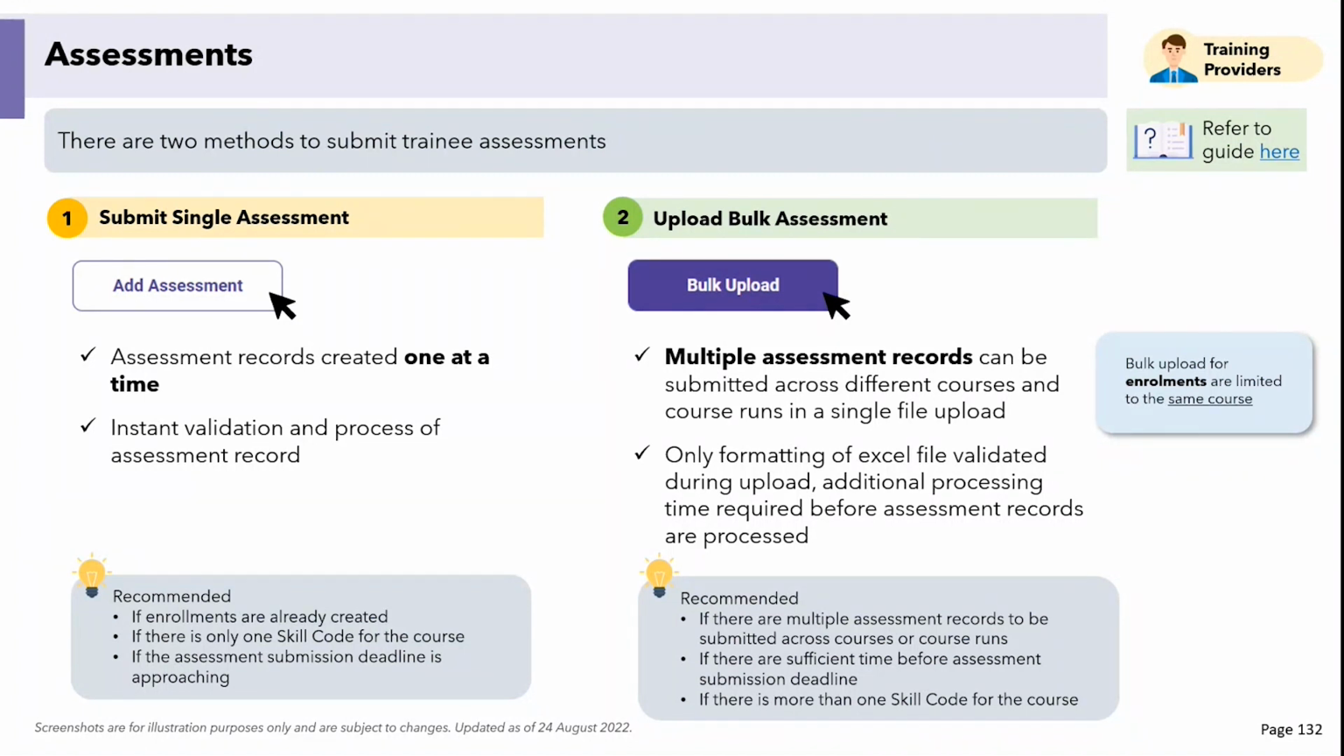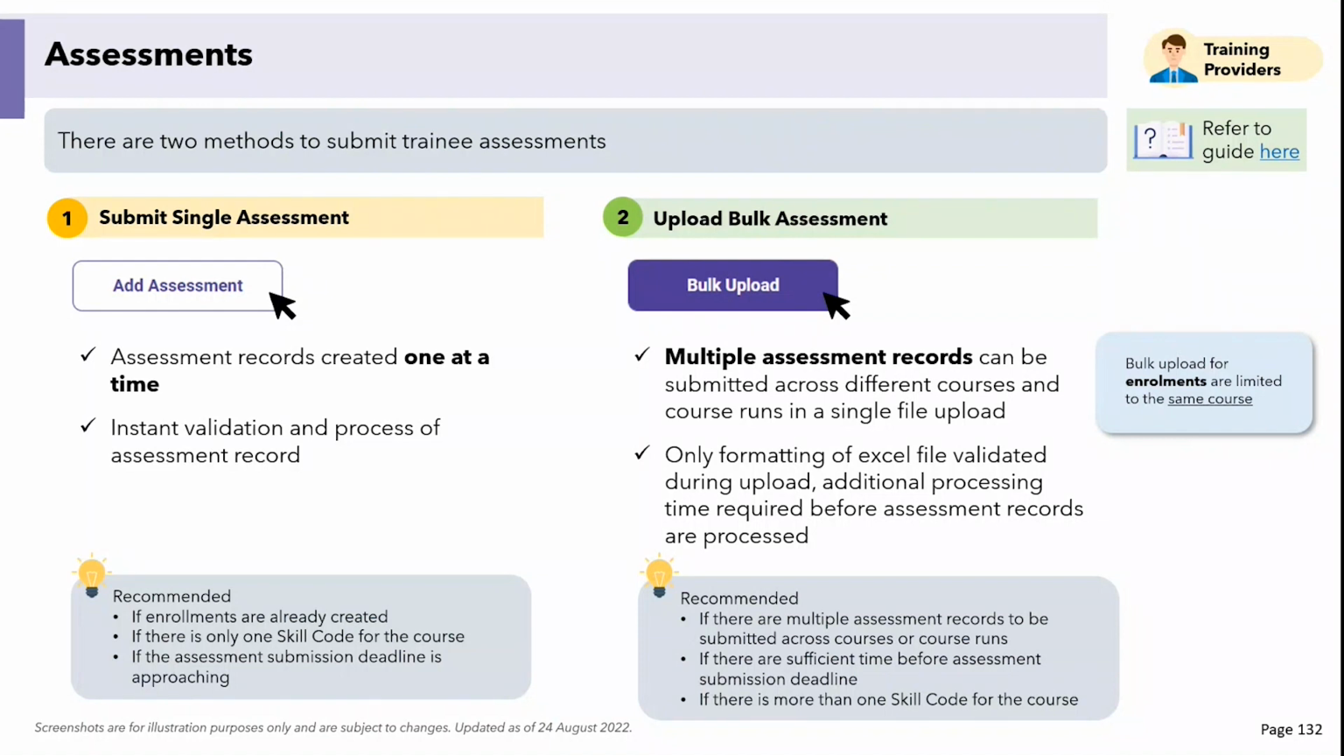TPs are encouraged to check back within 1 to 2 days upon submission. We also want to highlight that as compared to the enrollment bulk upload, TPs can upload records across different courses, but the bulk upload for enrollments is limited to the same course. This method is recommended when there are multiple records to be submitted across courses or course runs, if there is more than one skill code for the course, and if there's enough time before the assessment submission deadline.